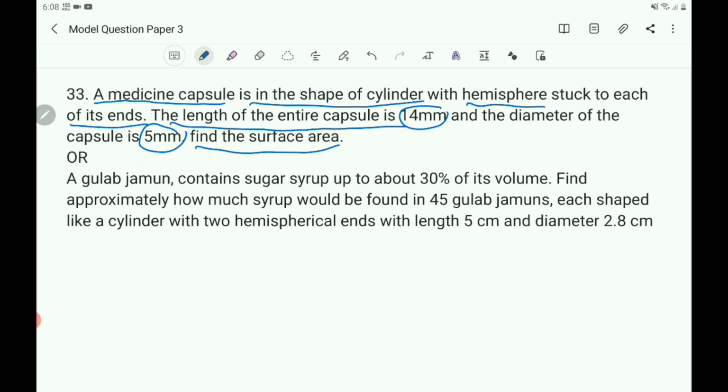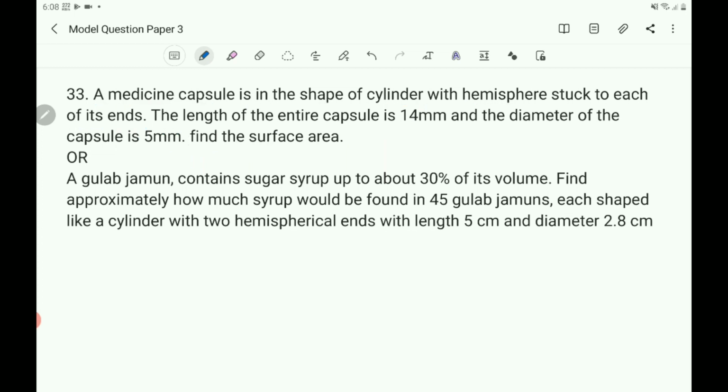A gulab jamun contains sugar syrup up to 30% of its volume. Find approximately how much syrup would be found in 45 gulab jamuns, each shaped like a cylinder with 2 hemispherical ends, with length 5 cm and diameter 2.8 cm. Let us solve both the questions. You try in the exam whichever is easy for you. Now let us take the first one.